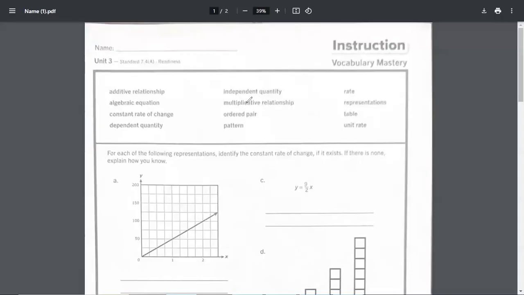Multiplicative relationship, just like an additive relationship. An additive will cross up or down that axis. On a multiplicative, if I have a graph for multiplicative, the one thing about that is we multiply. Whenever we multiply anything by zero, it actually equals zero. So multiplicative will always cross that origin. If it crosses anywhere other than the origin, then it's additive. But if it does cross that origin, it is a multiplicative relationship.